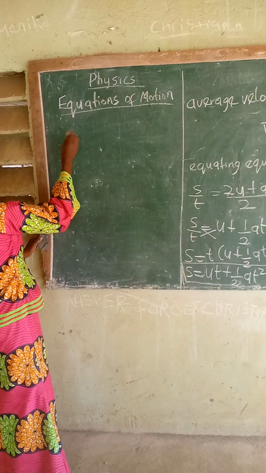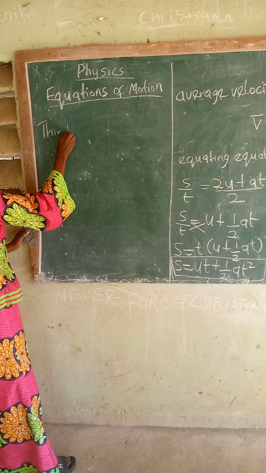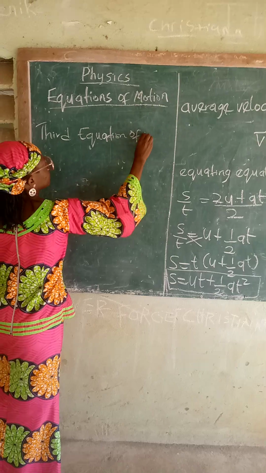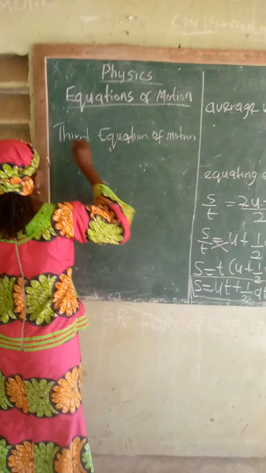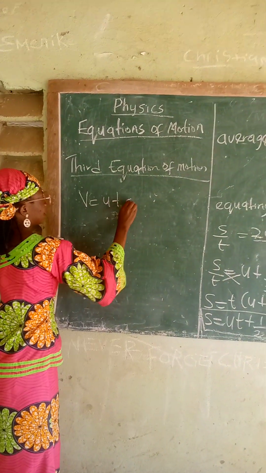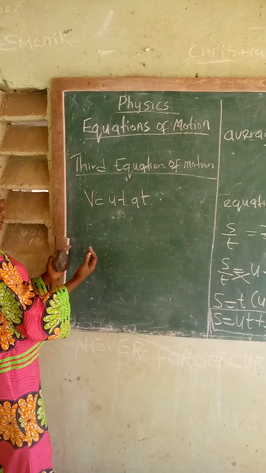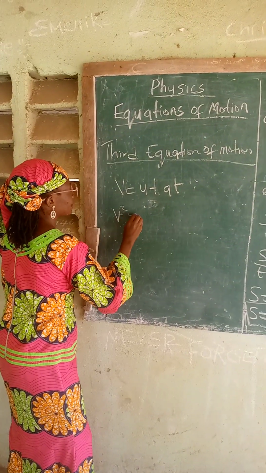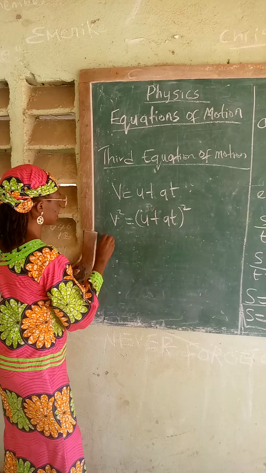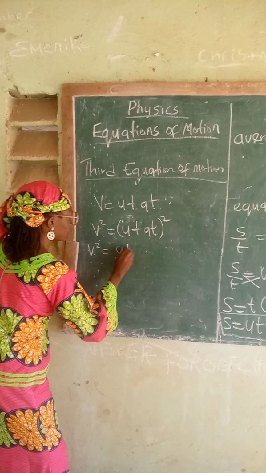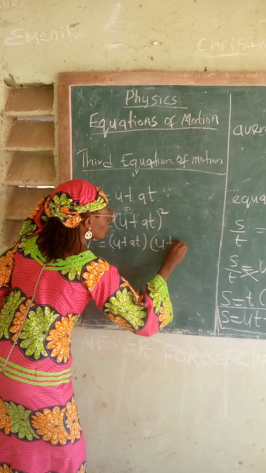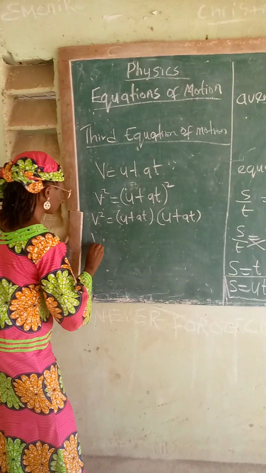So we have, for the third equation of motion, V is equal to U plus AT. We are going to be squaring both sides, like I said. So we have V squared is equal to (U plus AT) all squared. This is the same thing as V squared is equal to (U plus AT) times (U plus AT). So let's do this.